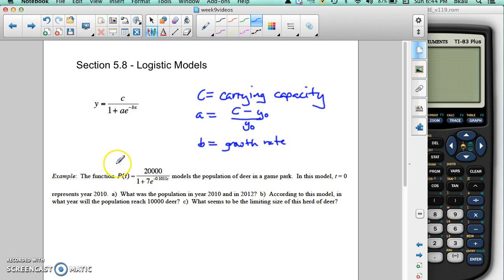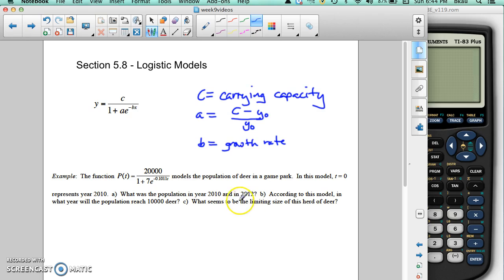So here's the example on your worksheet. It says P of T equals 20,000 over 1 plus 7 e to the negative 0.1011 t models the population of deer in a game park. In this model, T equals 0 represents the year 2010. What's the population in 2010 and 2012? According to this model, what year will the population reach 10,000 deer, and what seems to be the limiting size of the herd of the deer?